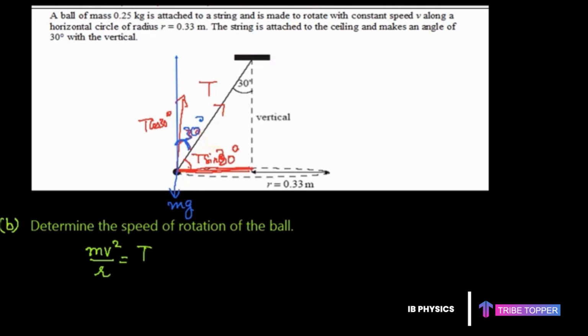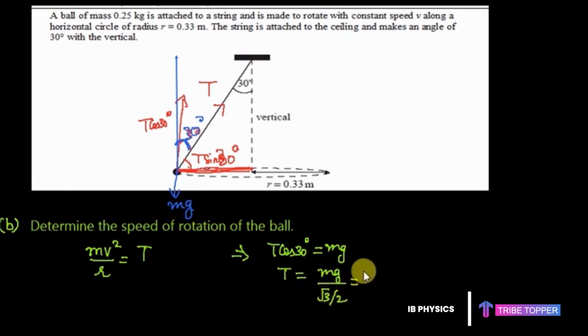But we have to split the tension into two components, T sine 30 and T cos 30, because it is acting at an angle, and we see that T cos 30 balances out the weight mg. So first we'll find out the tension in the string T, which we can get from T cos 30 is equal to mg. Therefore, T is equal to mg upon cos 30. Cos 30, the value is root 3 upon 2.